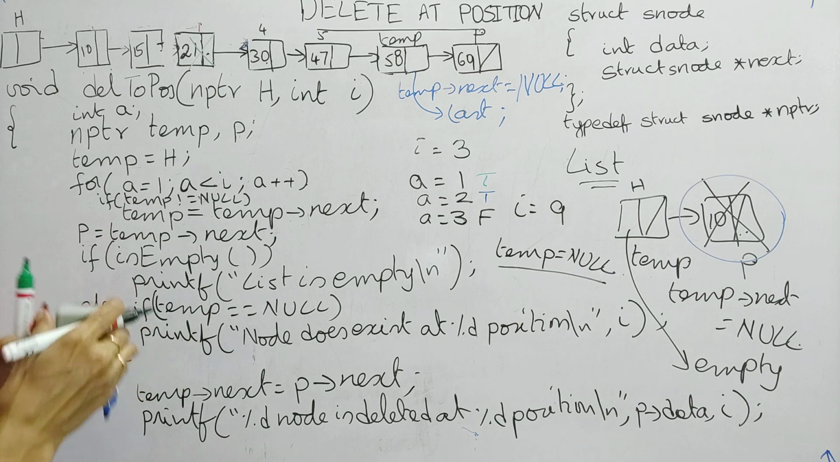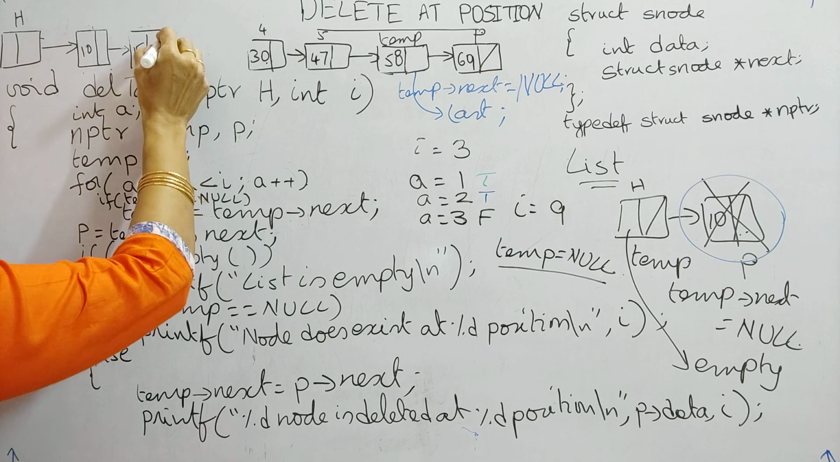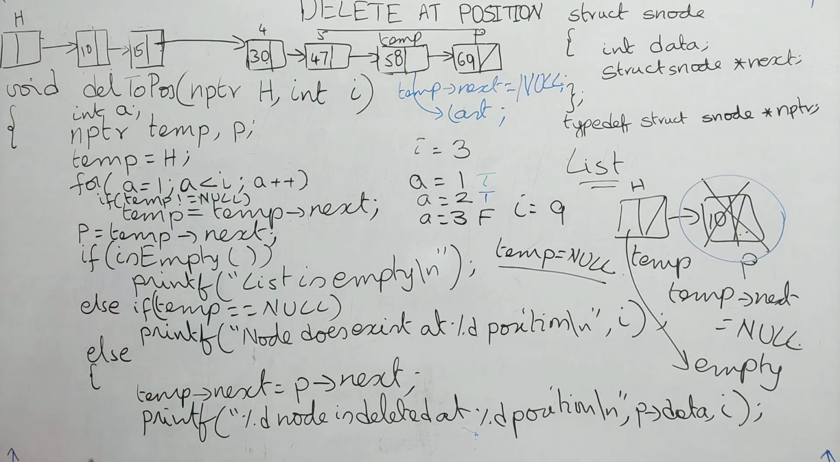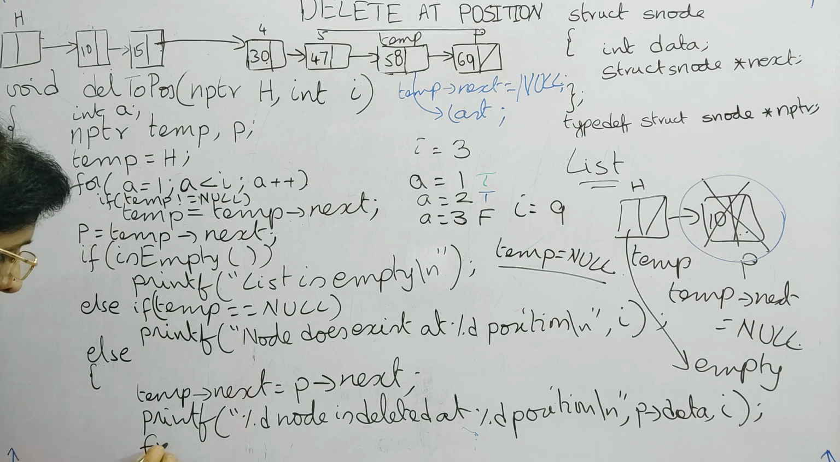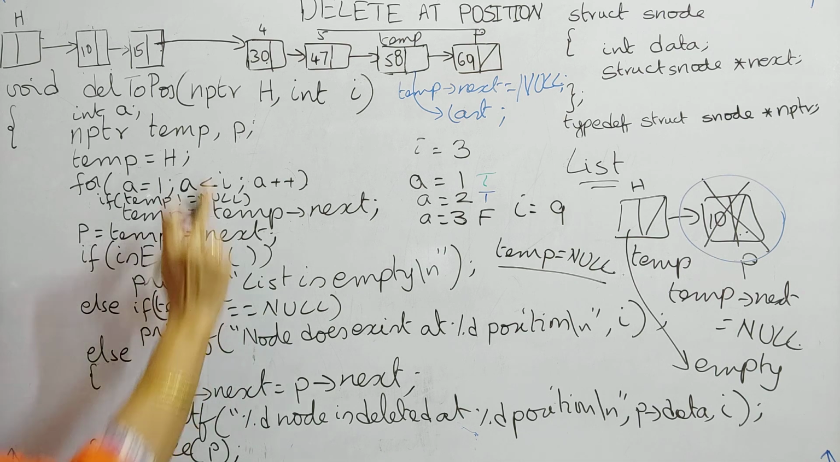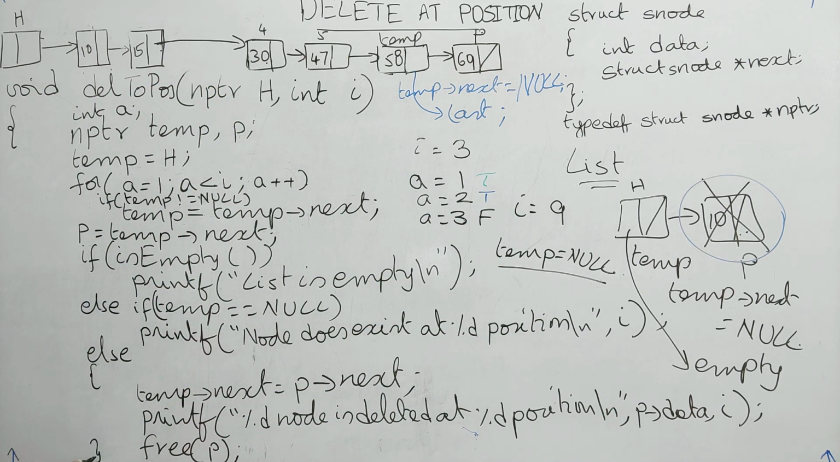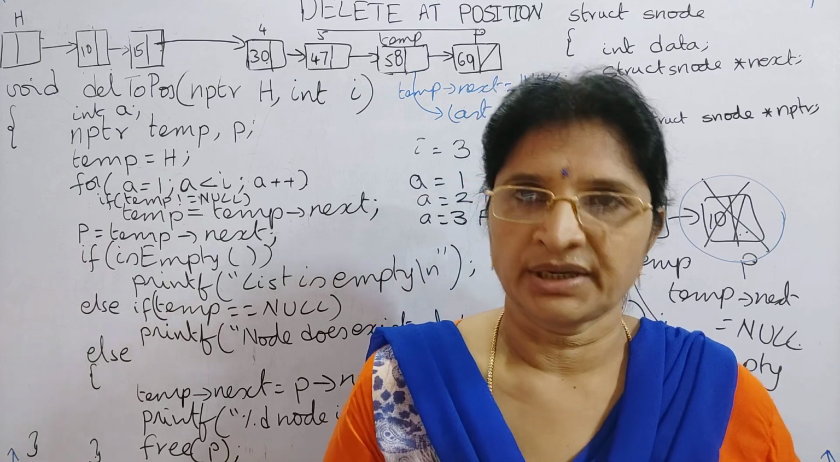So now this has been deleted for you. Now you will have the link, this one. Logically the node has been deleted, but here you have to free that memory. So free of P. Once the memory has been freed, it can be used by some other program. So this is the closing of else and this is the closing of the function. So this is how you can delete a node at some particular position.